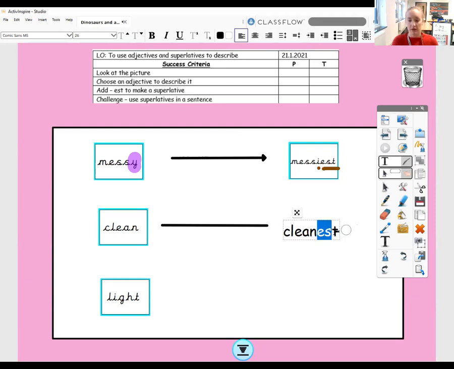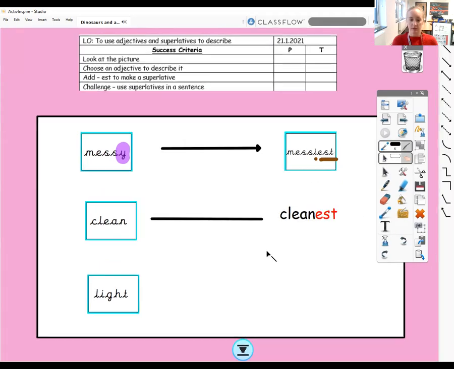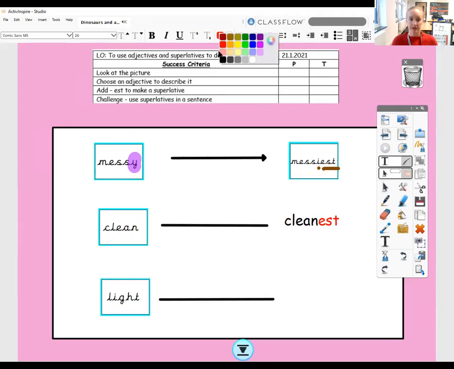So now the superlative is cleanest. Your turn. Well done. Thank you for helping me at home with that. Right, I've got another adjective here. Let's read this one. Light.